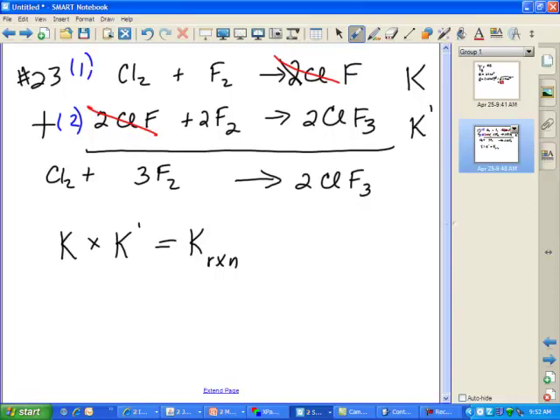All right, so you take this equation right here up top, number 1, it's going to look like this. Products over reactants, so it's going to be K equals ClF squared, using this whole thing right here before it got canceled, over Cl2 times F2, so it's going to be like this.